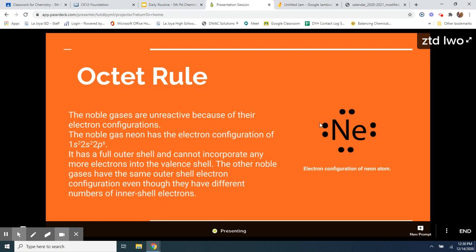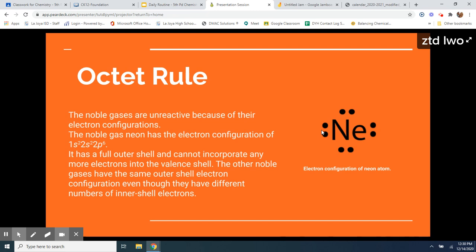Remember, if you have these 8 electrons, you are unreactive. Why are you unreactive? Because you have 8 electrons in your outer orbital. You don't need any more. So, are you going to combine with other elements? No, you're not.